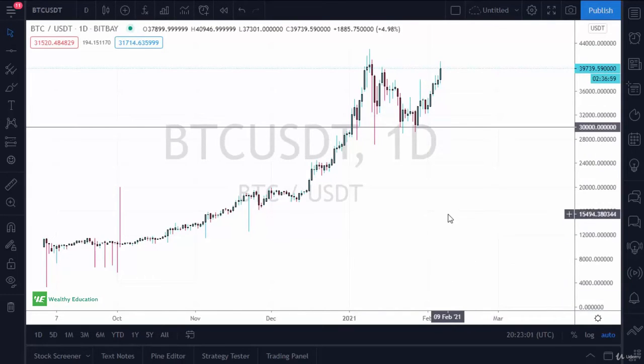Now, why is this important? Well, this is important because you will find that the market remembers these areas for support and resistance, meaning that, like, when we get back there, the buyers came back in. Obviously, there's a lot of trading volume interested in the 30,000 level.